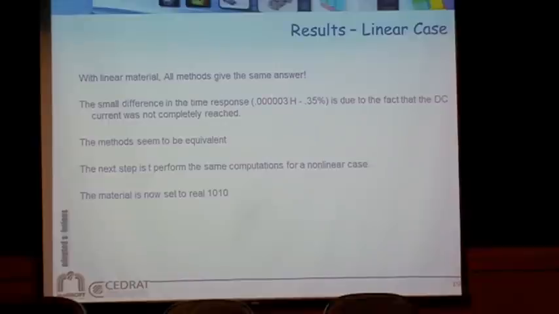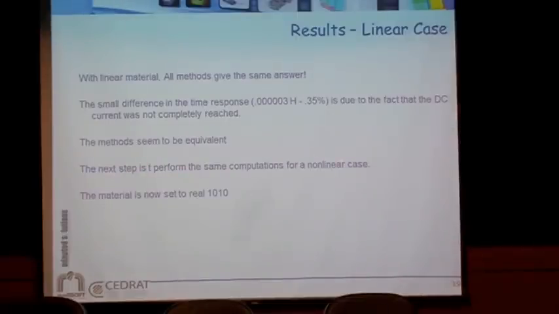This little difference is because the full DC current was not done. This is a step response. And if you remember, I took 9.88 amps when I should have taken 10. So this method seems to be equivalent. I look at it and I say, well, it's all good. It's all the same. It must be the same.